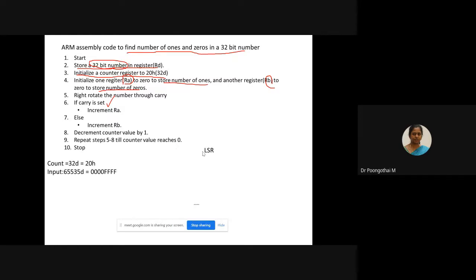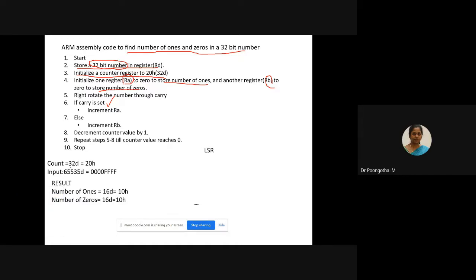You can use any type of shift operation. The condition is the shift must be carried out through your carry, because we are supposed to monitor the carry flag status. So you can use LSR instruction, LSL instruction, and ROR instruction. Any instruction you can use. Okay. So let's take this example.